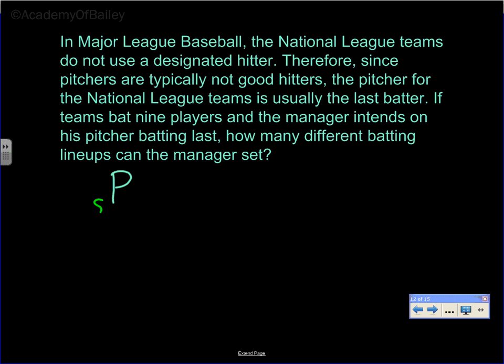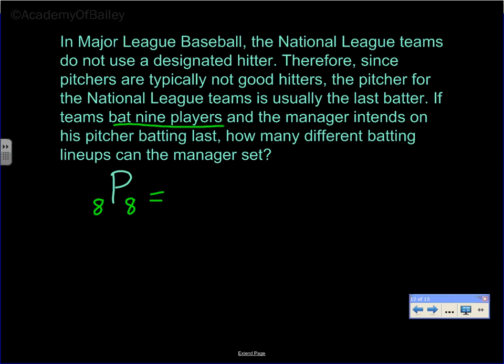Remember, like we said, he's only arranging 8 in the lineup because the pitcher is batting last. And how many different guys does he have to choose from? Well, let's see here. What are we looking at? Last batter, if teams bat 9 players. So we're only talking about the starting players, the players that are going to start the game. So 8 of them he will be arranging, and that's how many he has to choose from, and he is arranging all 8 of them in the lineup.